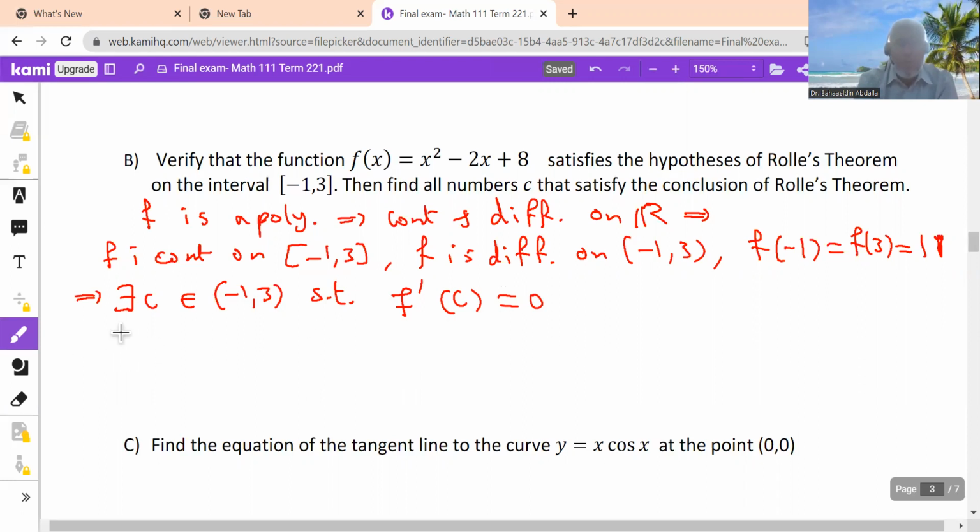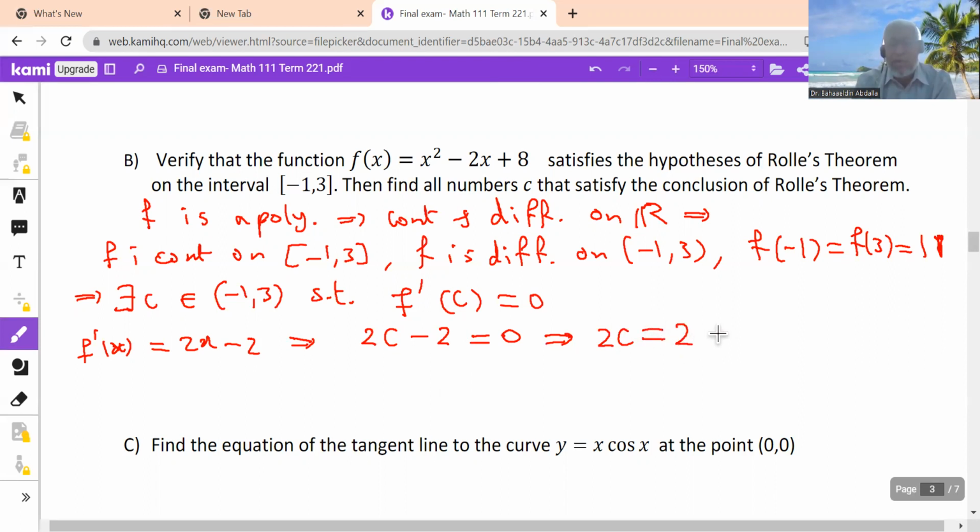So what is f prime? To find f prime of c, we find f prime of x. This is the function, so find the derivative. Derivative of x squared is 2x, derivative of minus 2x is minus 2, derivative of 8 is 0. This is f prime of x. So f prime of c, we replace x by c, and we have 2c minus 2. This should be equal to 0.